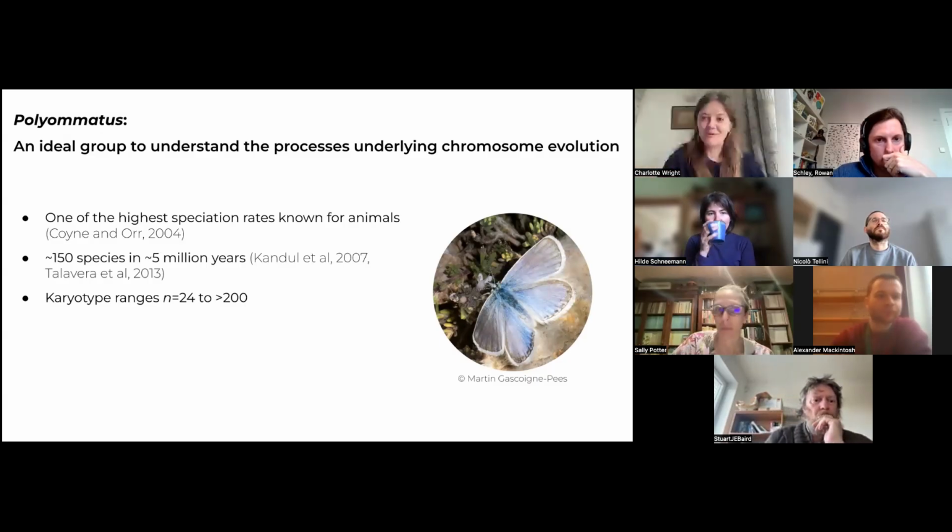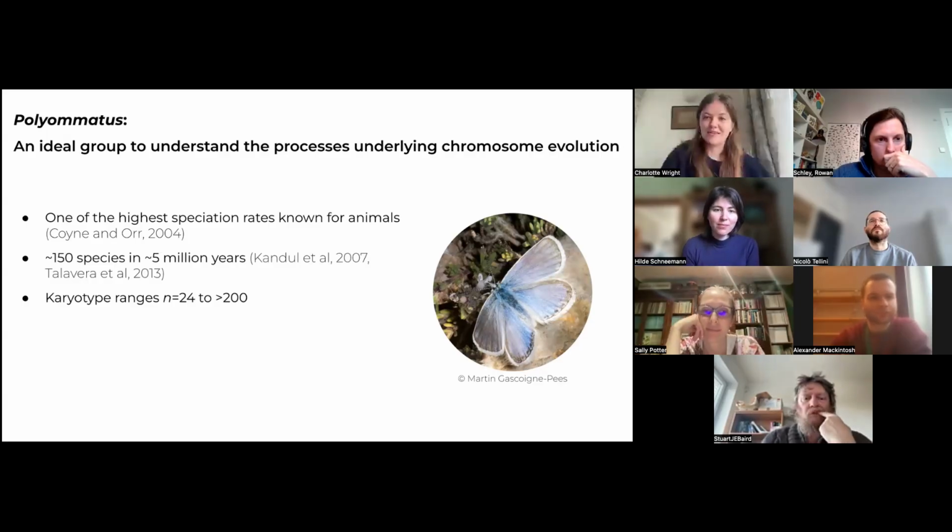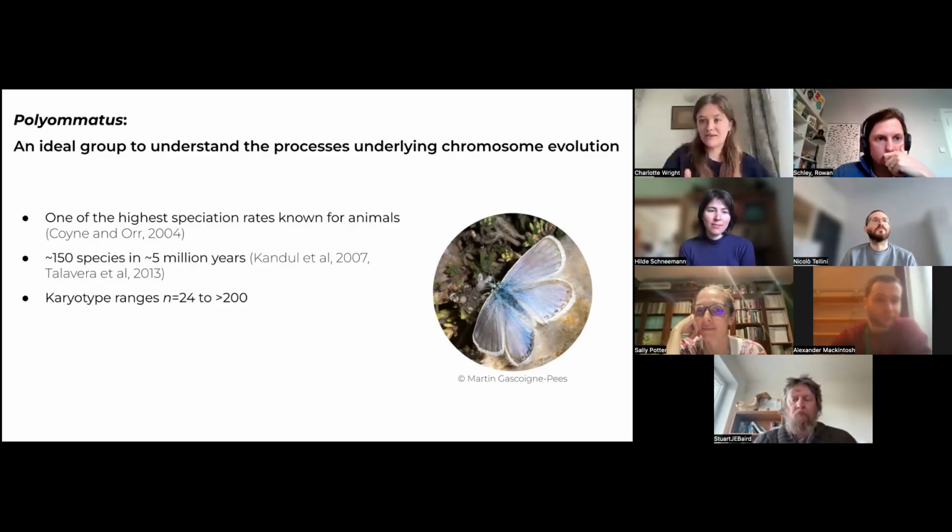And I would argue that this is a great lineage to do this in, because they have one of the highest speciation rates known for all animals. They have around 150 species that evolved in under 5 million years. And they also have a huge karyotypic diversity, from 24 to over 200.